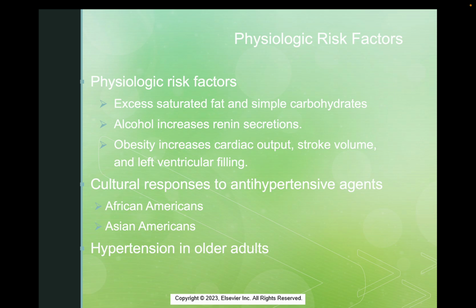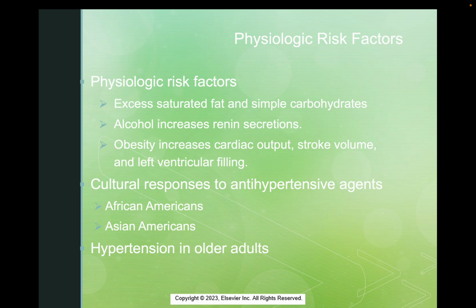So, cultural responses to antihypertensive agents. African Americans are more likely to develop hypertension at an earlier age. And Asian Americans as well are twice as sensitive as Caucasians to beta blockers and other antihypertensives. Often Asian Americans need a reduced dose of an antihypertensive agent. Native Americans also have a reduced or lower response to beta blockers. So these cultural sensitivities are important because they have altered responses to those drugs and that drug therapy.